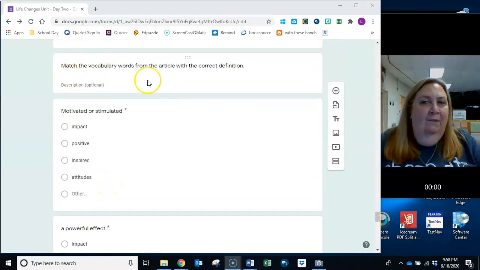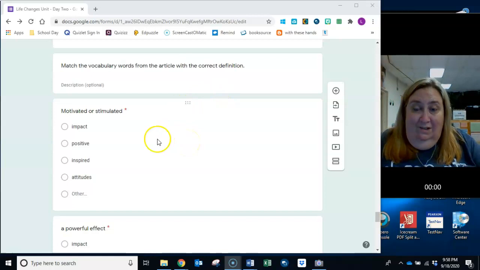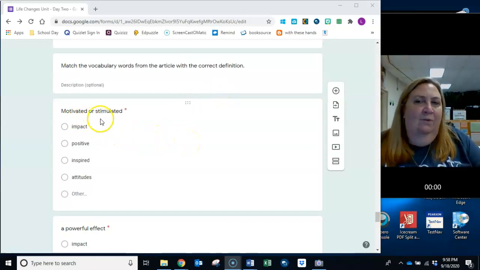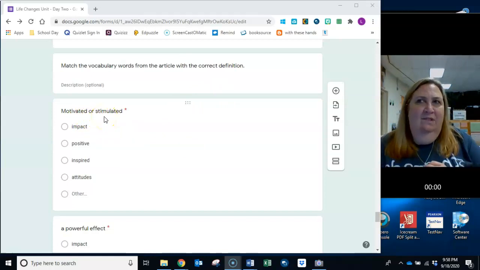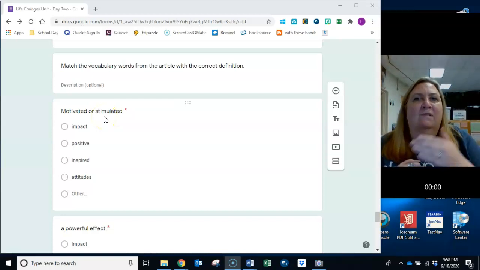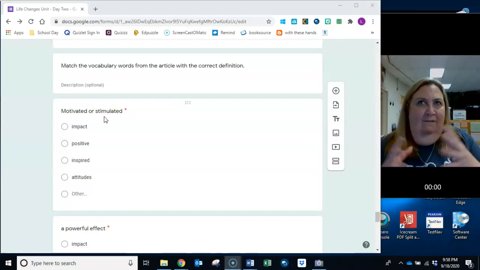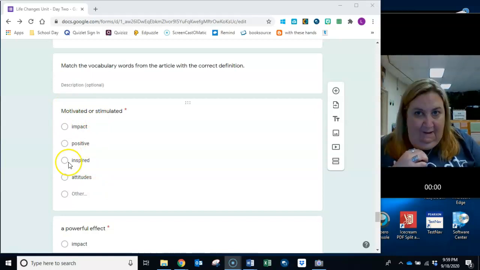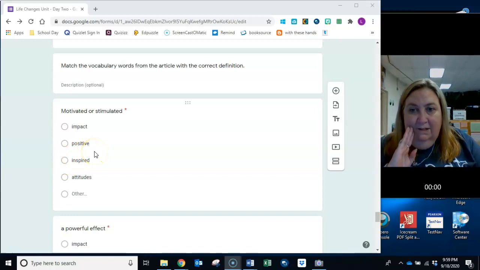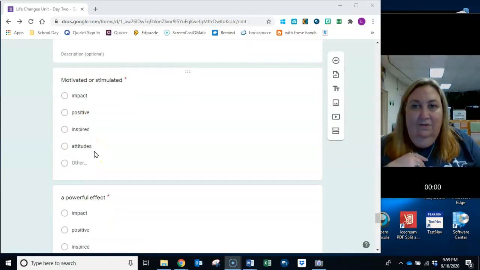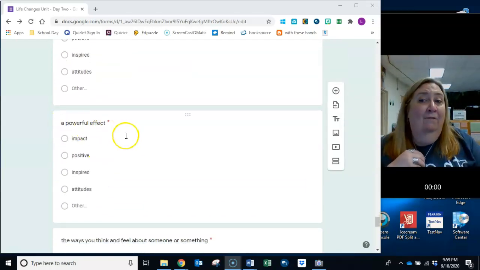Here we're going to match the vocabulary word from the article with the definition. If you are motivated or stimulated, you're motivated to do something. Kylie Dunn was motivated to try this every 30 days, try something new project. She was motivated, she was inspired. See, you just got another answer. Don't tell the others. A powerful effect.